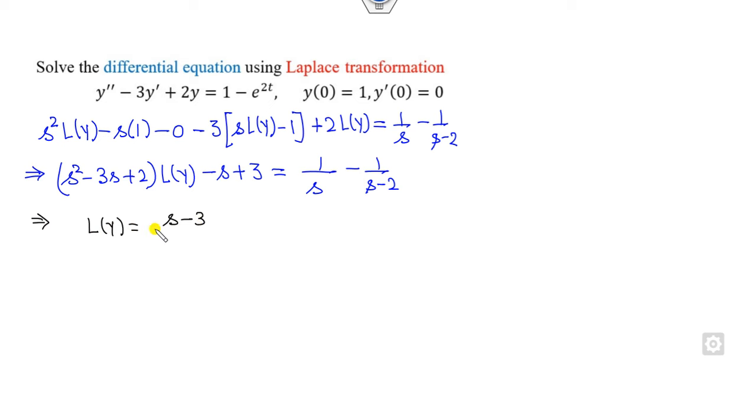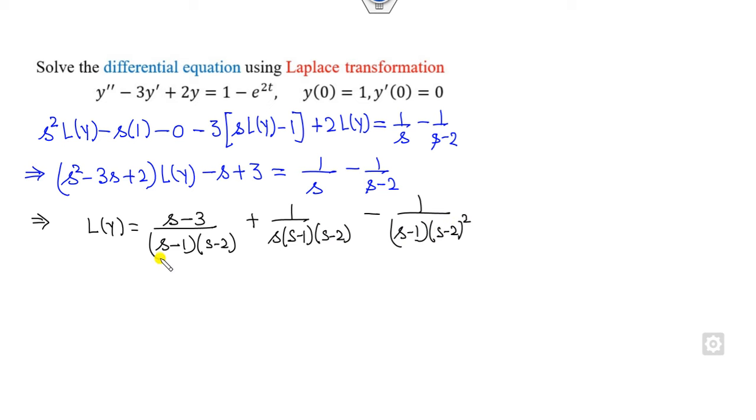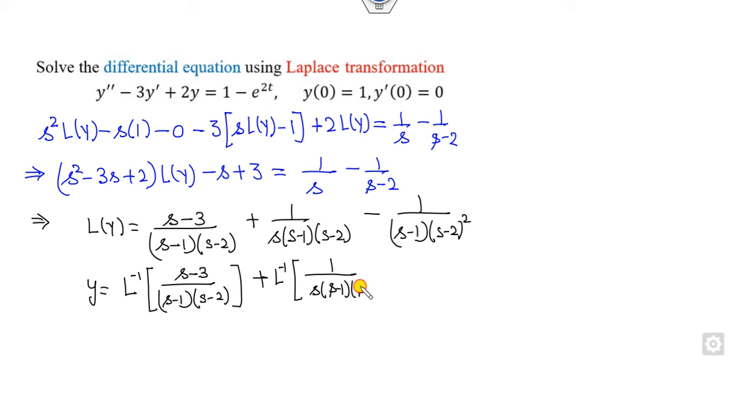So it is s minus 3 over, I can factor this also, s minus 1, s minus 2, plus 1 over s, s minus 1, s minus 2, 1 over s minus 1, s minus 2 whole square. So what is the way? y is L inverse of this quantity: s minus 3 over s minus 1, s minus 2, L inverse 1 over s, s minus 1, s minus 2, L inverse 1 over s minus 1, s minus 2 whole square. So how can you find the Laplace inverse? I can use the partial fraction. So I can write it for you here.